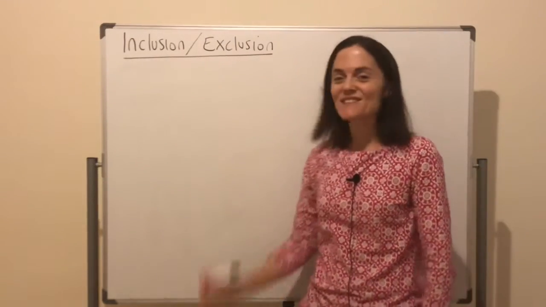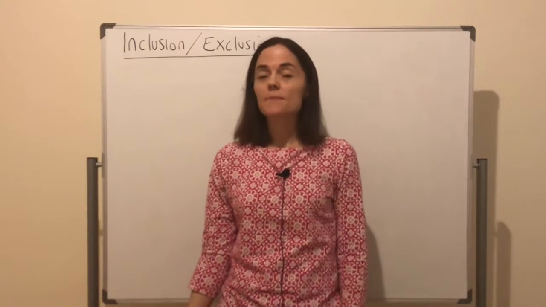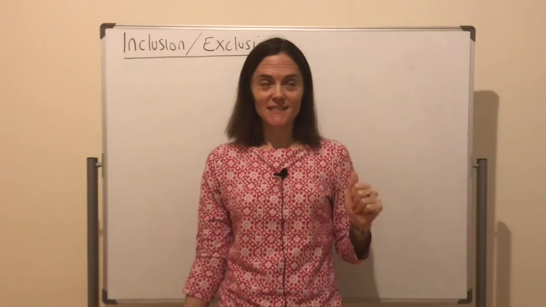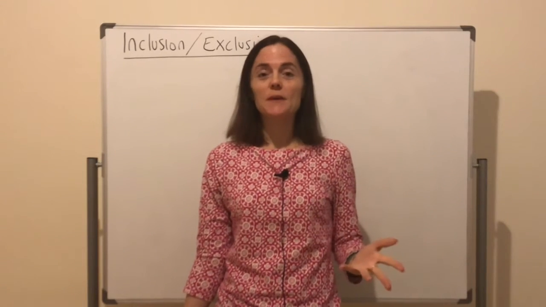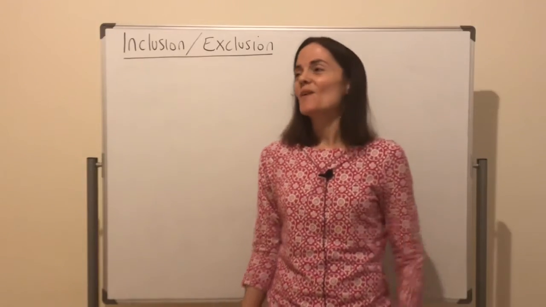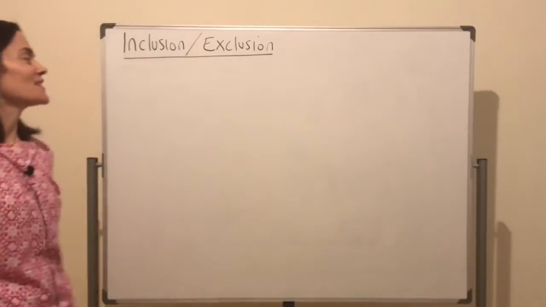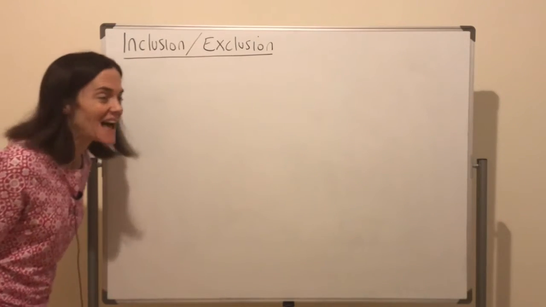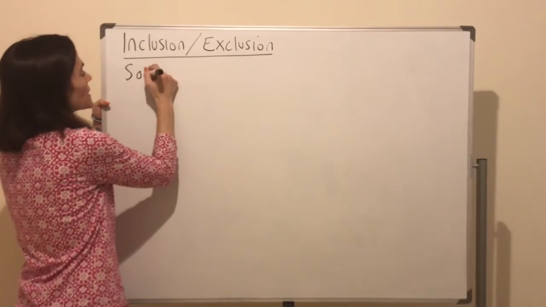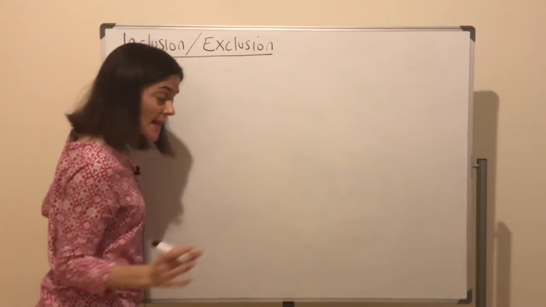Inclusion, exclusion, which not only is tons of fun, but it's something quite useful. We will use it to count onto functions for finite sets A and B. You might also see it in probability, where it's another, I would say, big use of inclusion, exclusion in a probability class. Well, let's talk about so far what we can do before we jump into today's lesson.